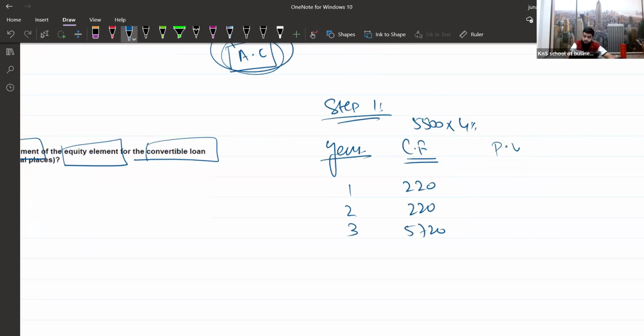Now we are going to calculate the present value of the cash flows. What are we doing? We are calculating the liability element first, that is, how much we have to pay in future. At the end of year 1, you will pay 220. At the end of year 2, you will pay 220. At the end of year 3, you will pay 5,720. But these are future payments, so definitely we need to calculate the present value.